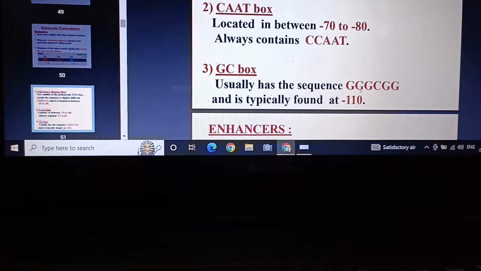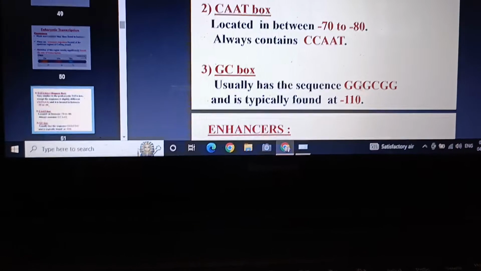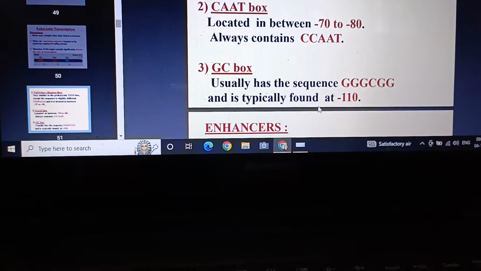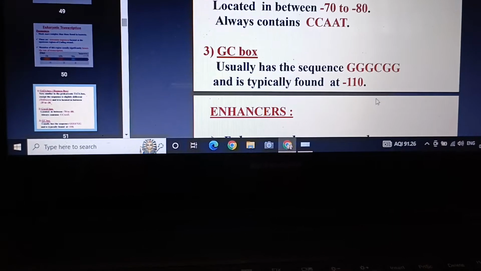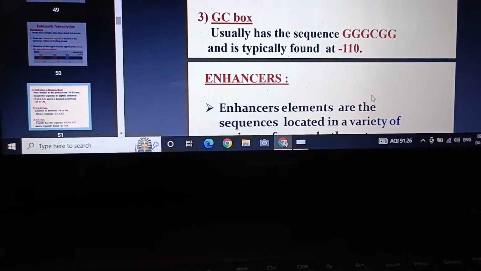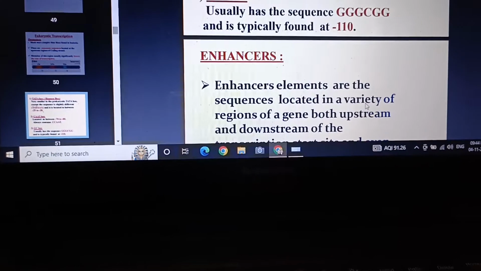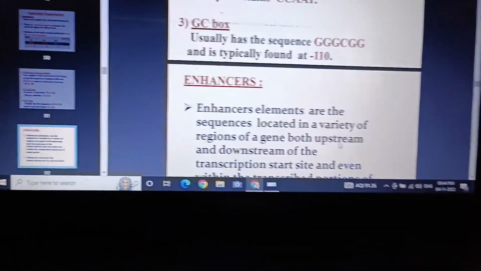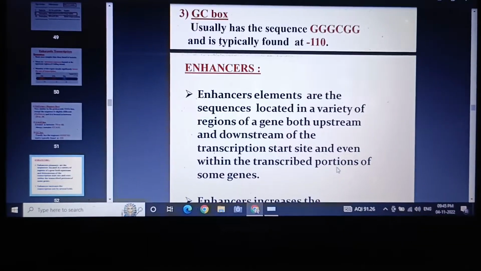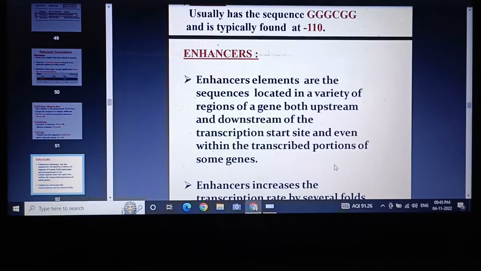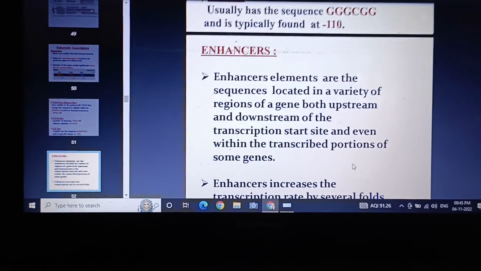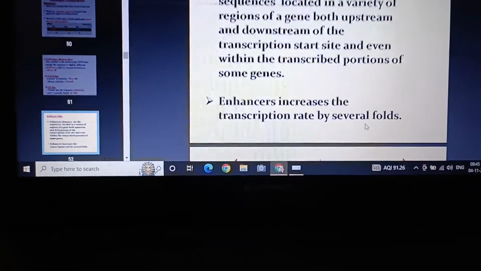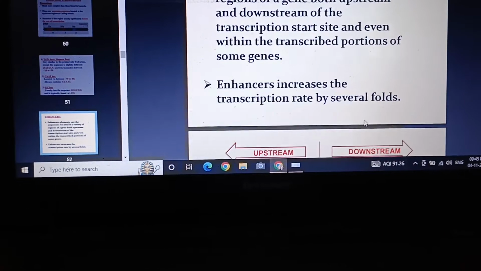Next, the CAAT box, which is located between minus 70 to minus 80 upstream region. And the GC box usually has the sequence GGGCGG, and is typically found at minus 110. Followed by that, enhancer elements are sequences located in a variety of regions of a gene, both upstream and downstream of the transcription start site, and even within the transcribed portions of some genes.